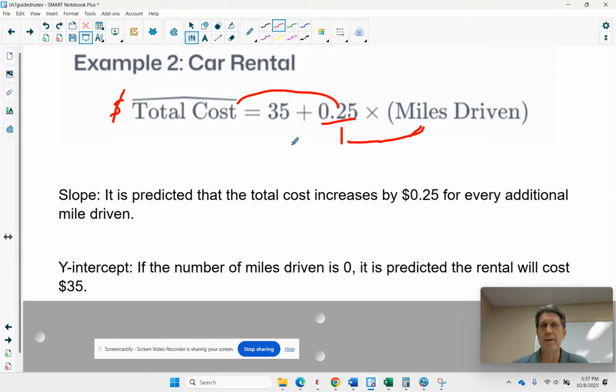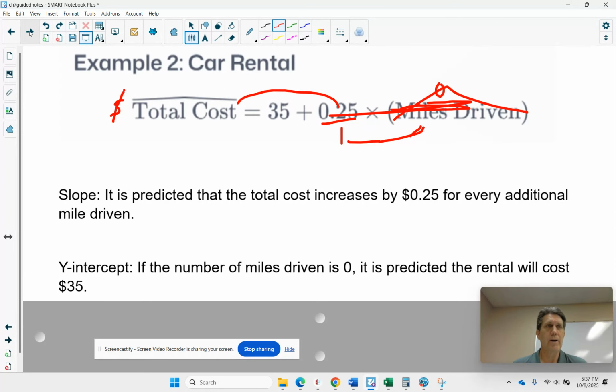Y-intercept, if you drive 0 miles. Now if you put this in as 0, well, what's going to happen? 0 times anything is 0. Then the cost is predicted to be $35. I guess if you rent the thing and you don't drive anywhere, I don't know why you rented the car, then that's what you would pay. But that's the initial cost of the car rental.